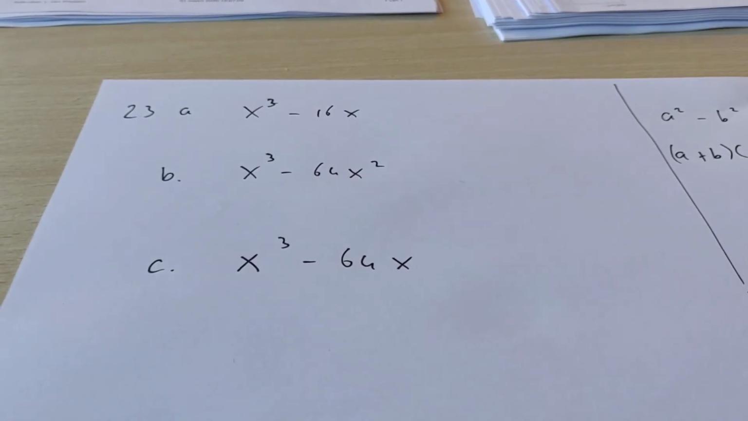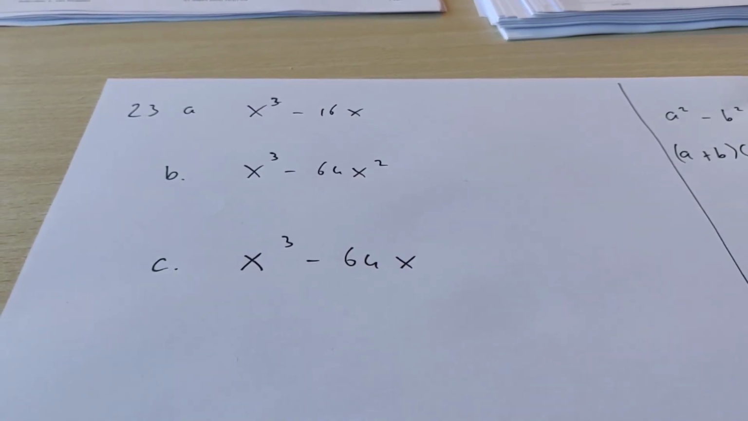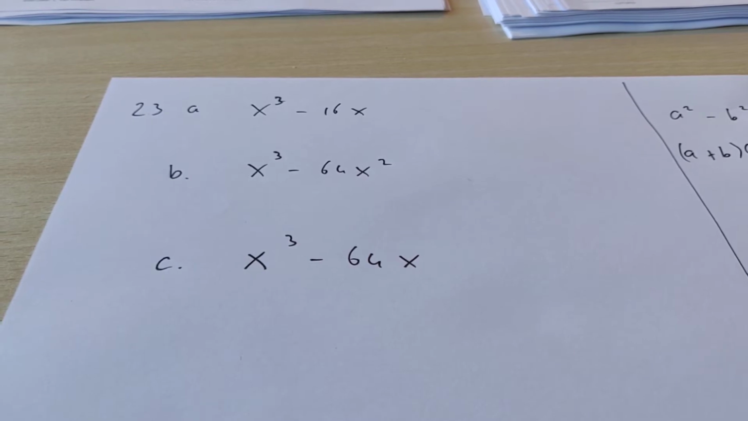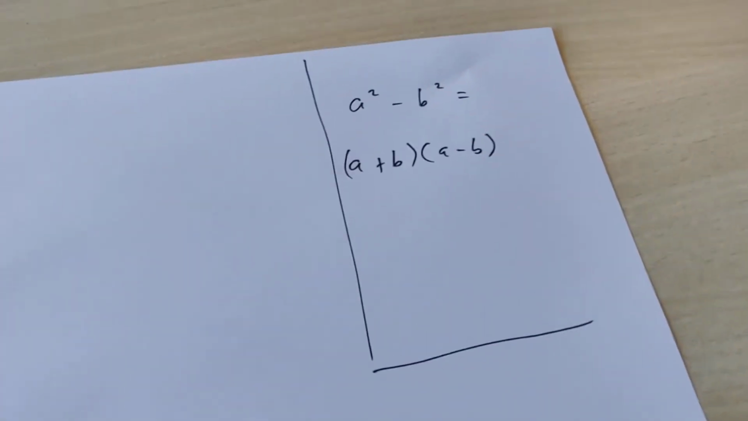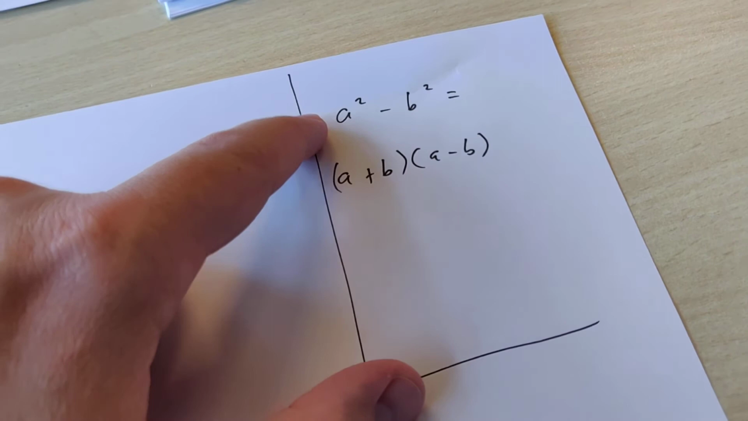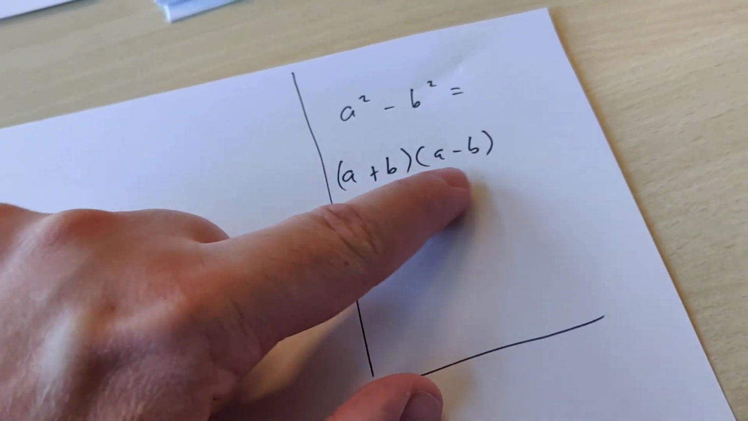Okay, so here's a video for exercise 23. First, there's one rule on page 113 that you should know. That's this rule, actually. If you have a squared minus b squared, you can factorize it like that.